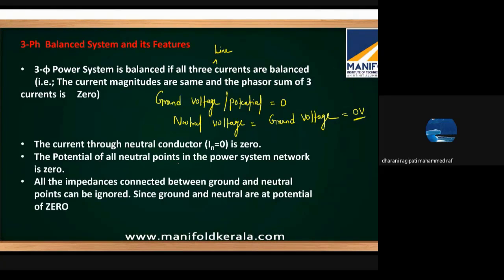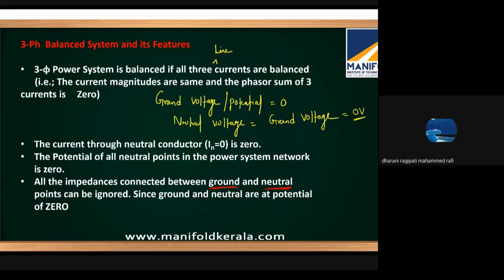The potential of all neutral points in the power system network is zero. So all the impedances that are connected between the ground and neutral points can be ignored. Why? When the impedance does not carry any current, the voltage across it is zero. So any impedance across which the potential is zero, we can ignore it. We can treat it as a simple short circuit. No current will flow through them. We can completely ignore them.